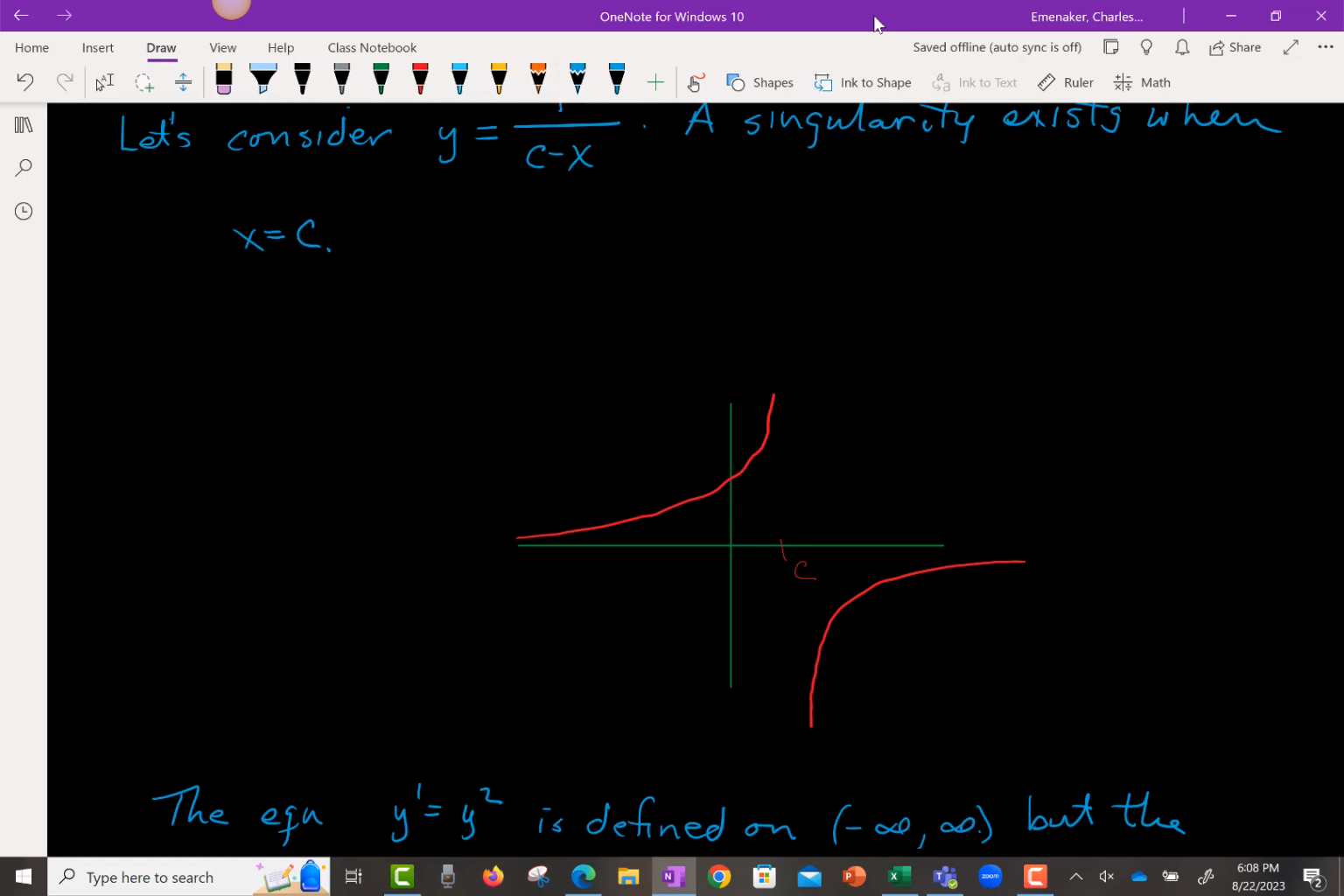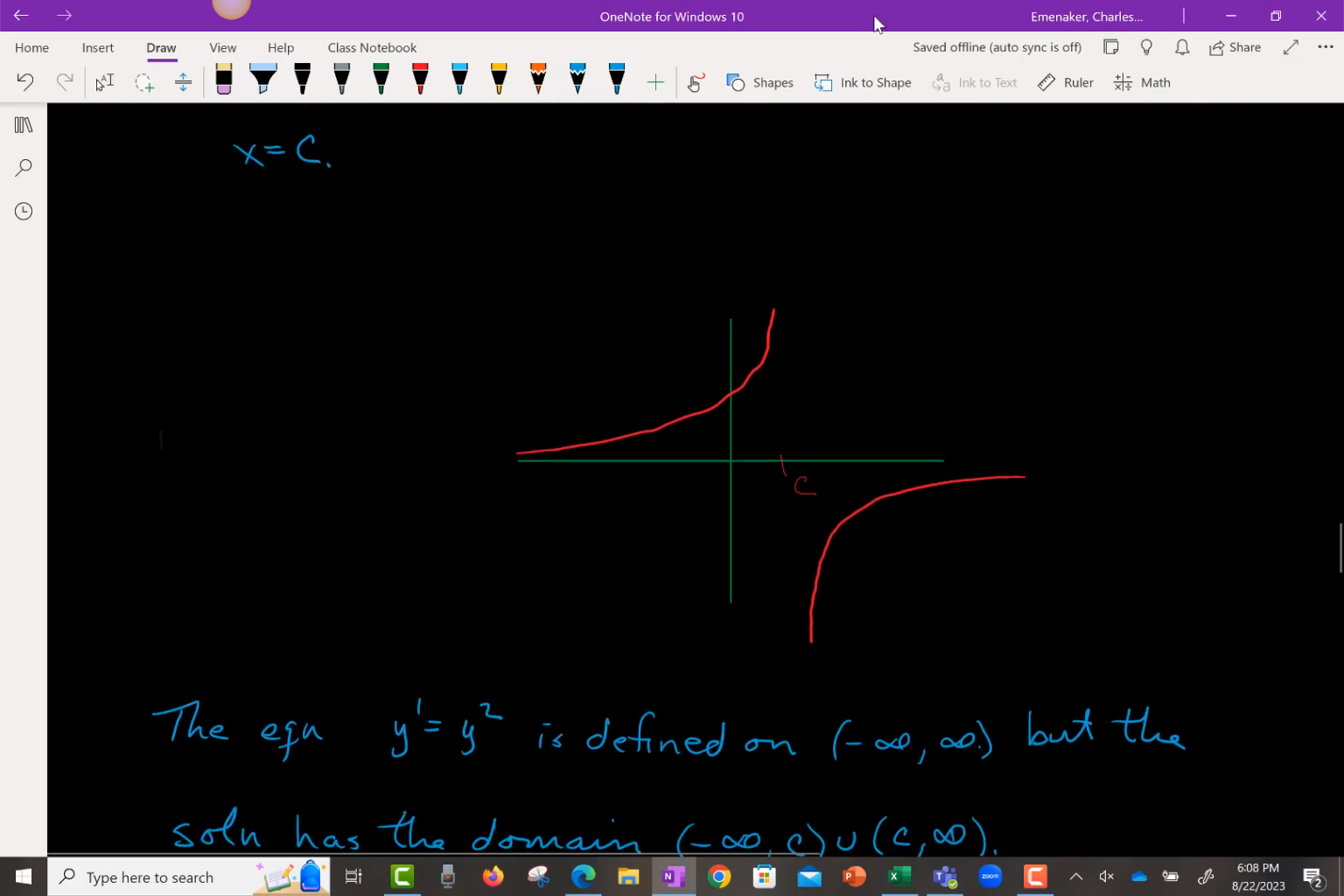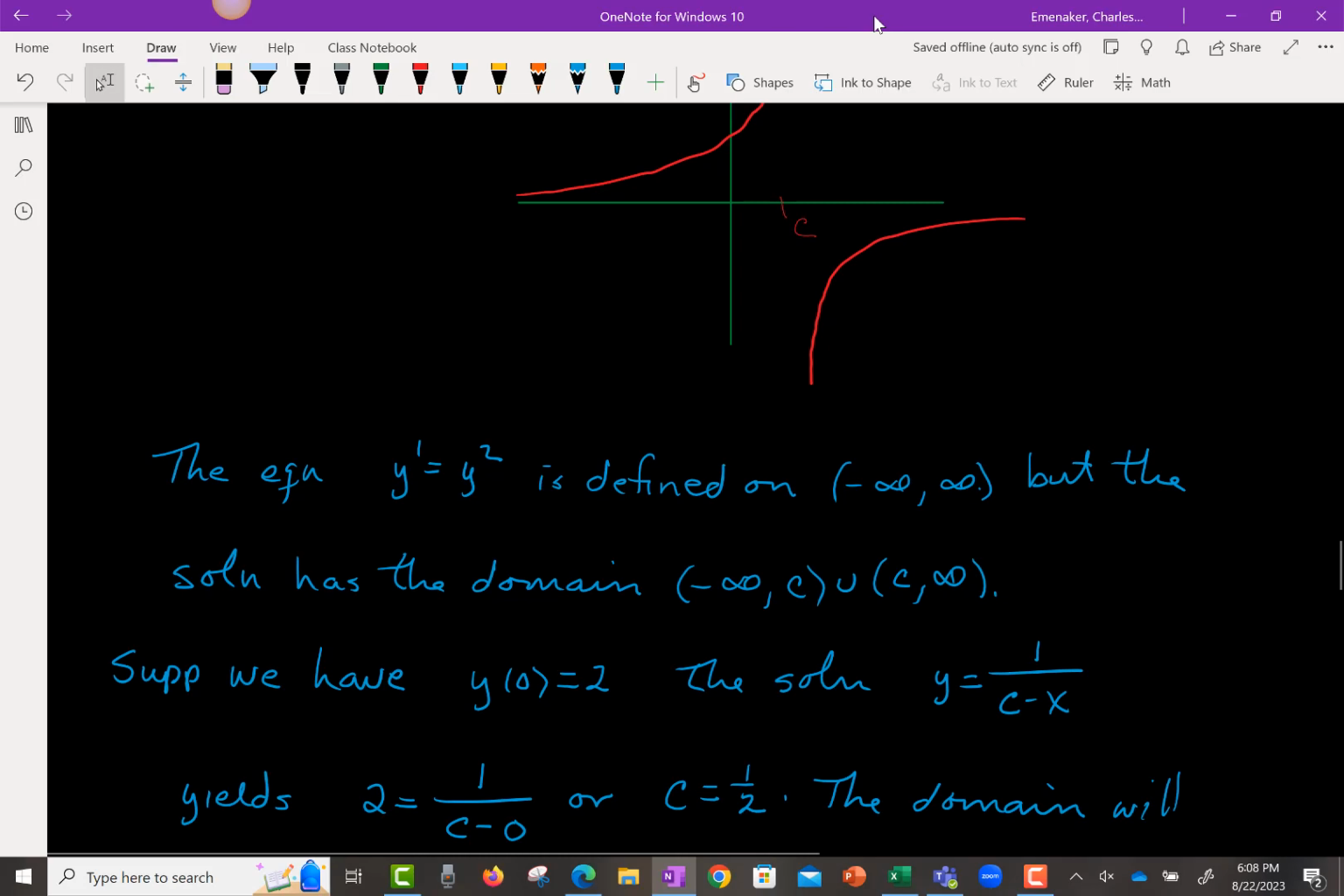Okay. It's kind of interesting to notice that our original function, y prime equals y squared, is defined on the domain from negative infinity to infinity, but our solution has a different domain. It goes from negative infinity to c, union with c to infinity. This allows us to omit the singularity. Okay, so you can wind up with a different domain on your solution than you had on the original equation. That's important to keep in mind.